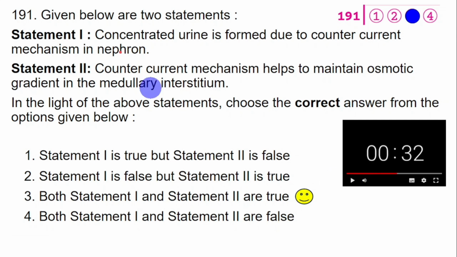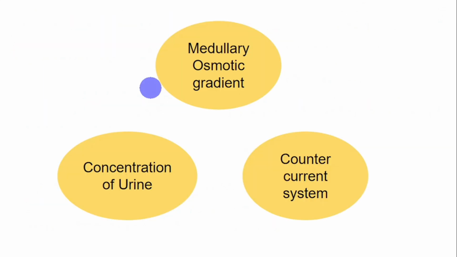So this question is focused on concentrated urine, then countercurrent mechanism, and maintaining the osmotic gradient in the medullary interstitium. So these are the 3 important points. And in this video, I will explain to you how these 3 are interconnected.